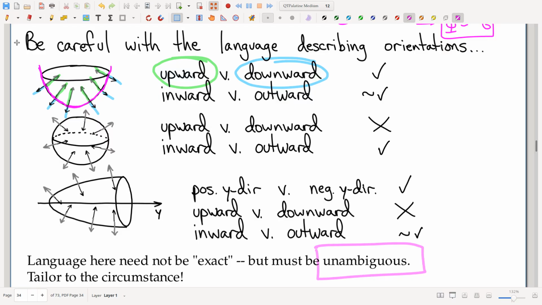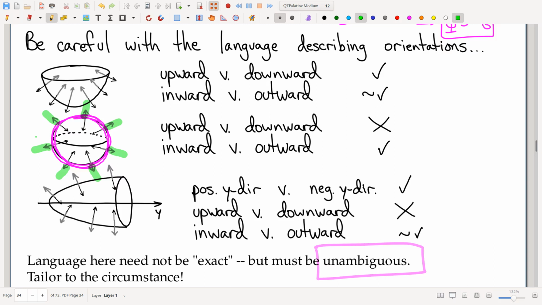Okay, now, importantly, we have to tailor the language to the circumstance. So let's look now at this surface. That surface there. And again, there are two orientations. I think it'll be easier to see like this. There's the green orientation through the surface, and then there's this blue orientation through the surface. It wouldn't make much sense to say upward and downward.